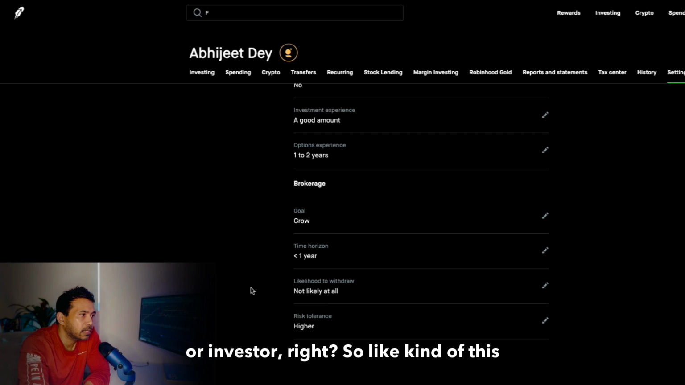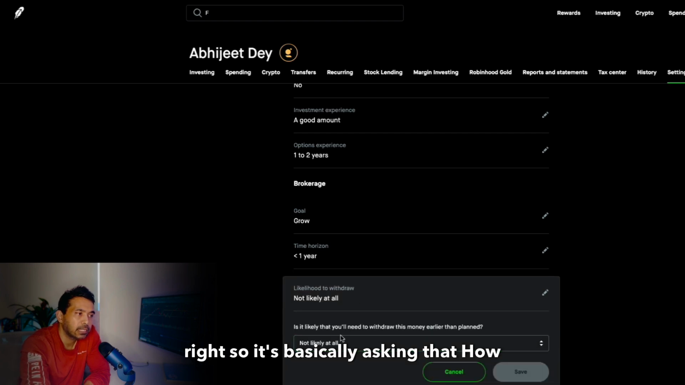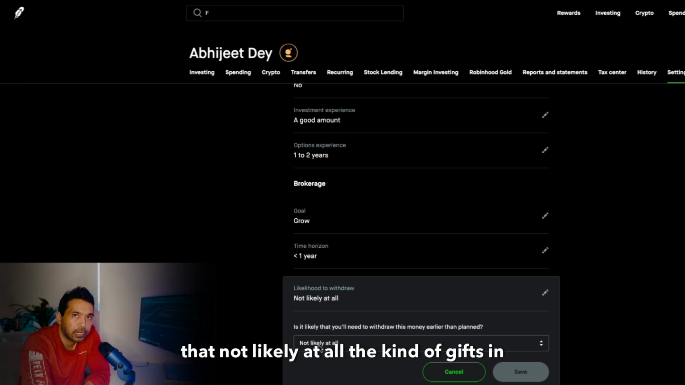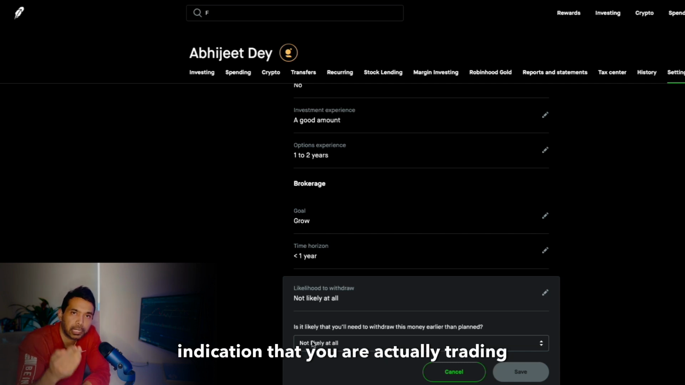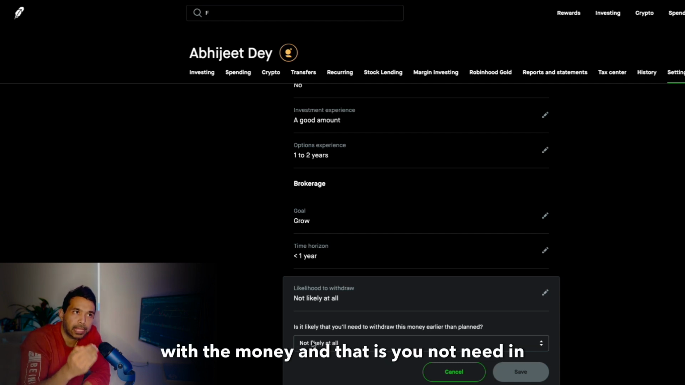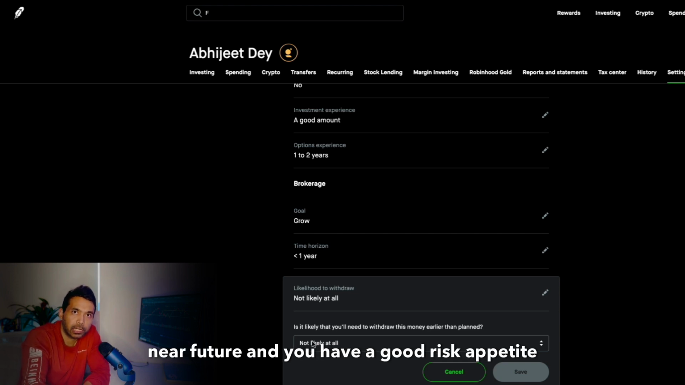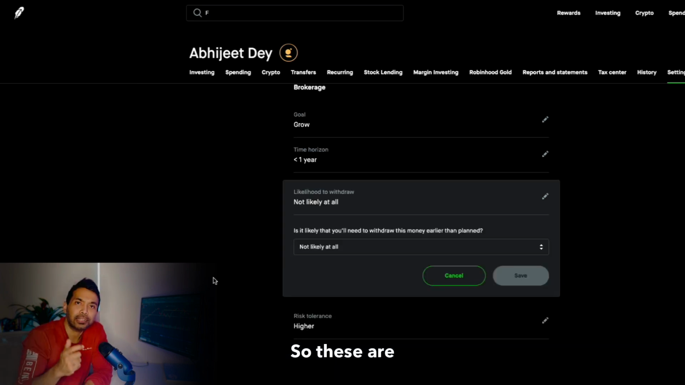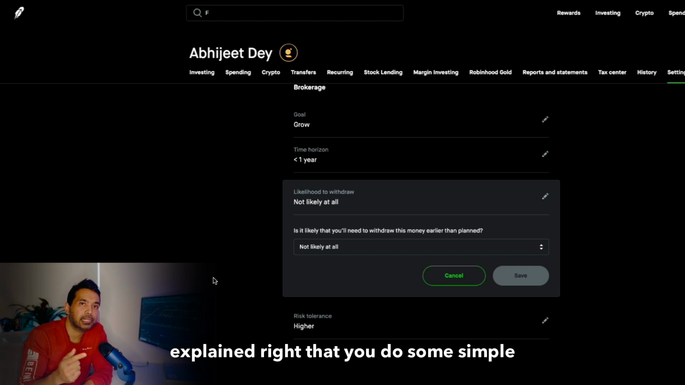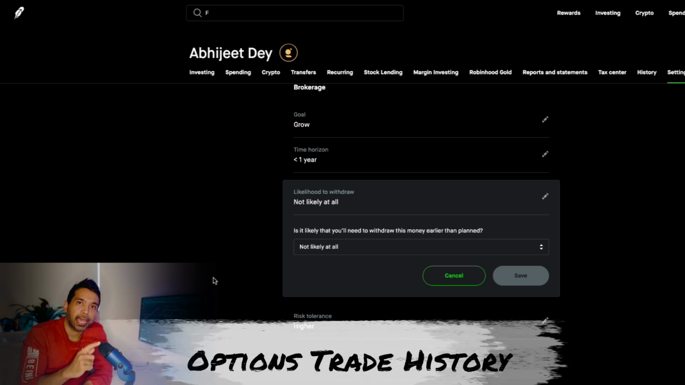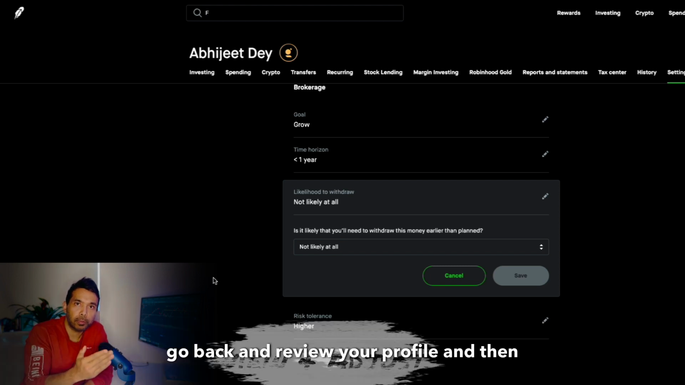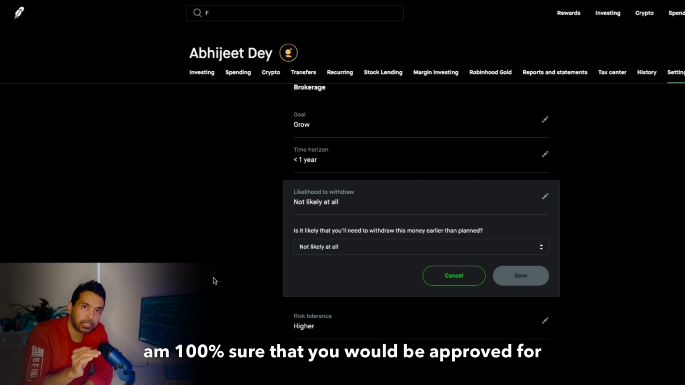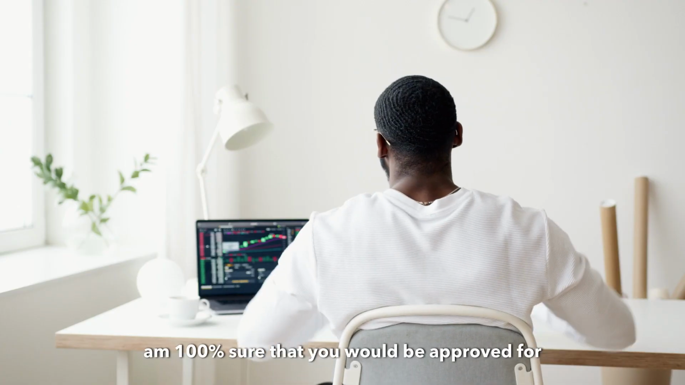For example, this one is basically asking how likely you are to withdraw your money from Robinhood, so you just want to say not likely at all. That gives an indication that you are trading with money you would not need in the near future, and that you have a good risk appetite. That's all they want to see. So these are the two things, guys. First, do some simple option trades, and second, go back and review your profile, then apply for options again, and I'm 100% sure that you would be approved for level 3 options.